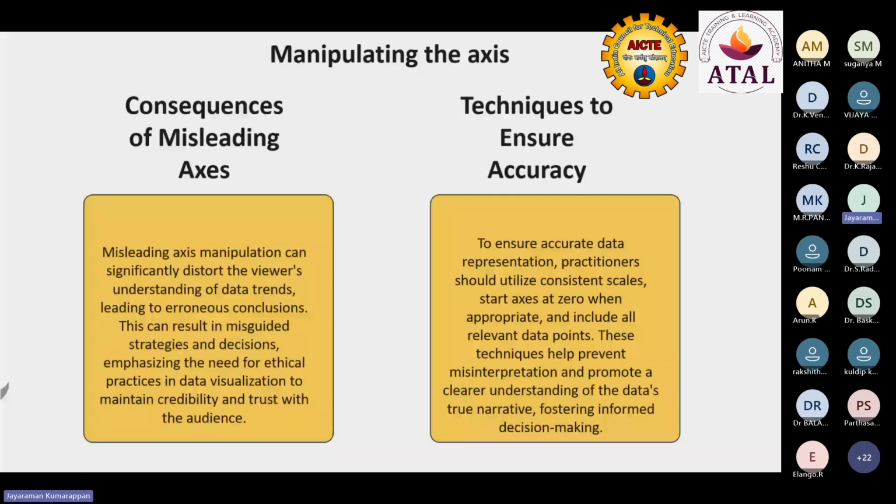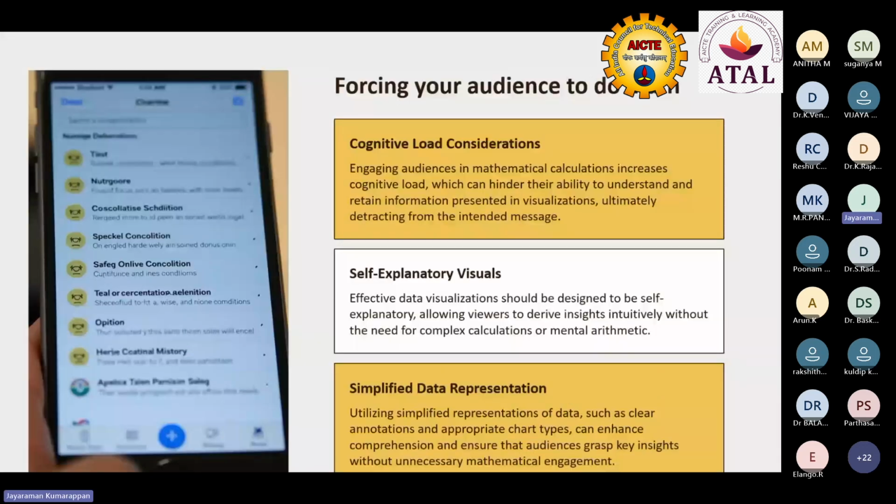Okay, the next one: forcing your audience to do the math. One of the most common mistakes in data visualization is forcing our audience, or a boss, or a client, or management to do the math. So we can discuss how to avoid this. The first one is cognitive load considerations. Engaging our audience in mental calculation increases their cognitive load. When viewers have to perform math to understand our visualization, it becomes a distraction.